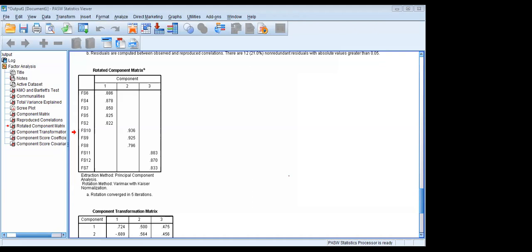Now you said that one of your statements came to group three. In group three, how many statements are there in total? After doing a rotation, I had two. Only two. It was supposed to come in factor one, but it came separately as a leader at factor three. Only two statements were there. Okay, good. It's supposed to be in factor one.